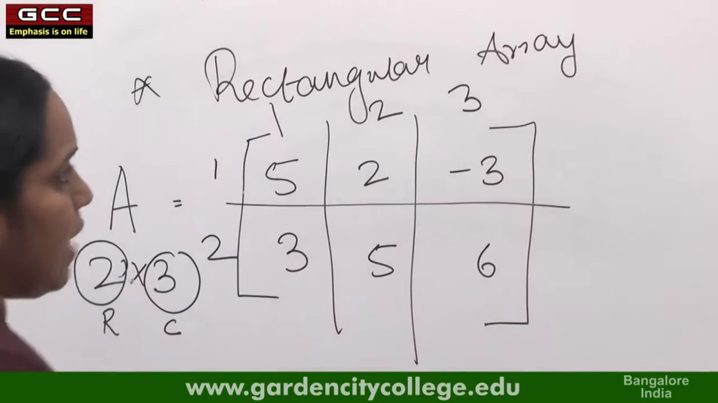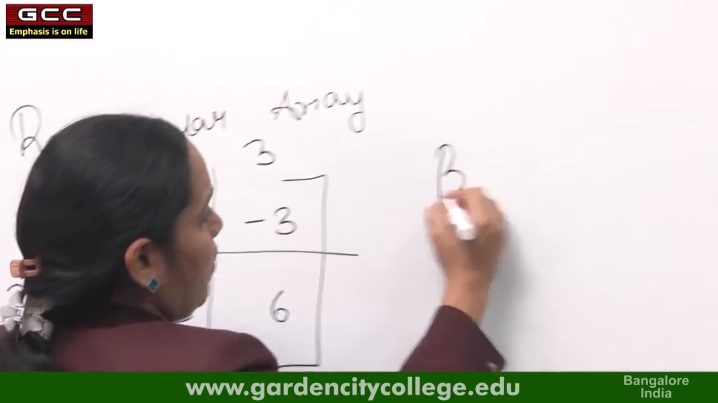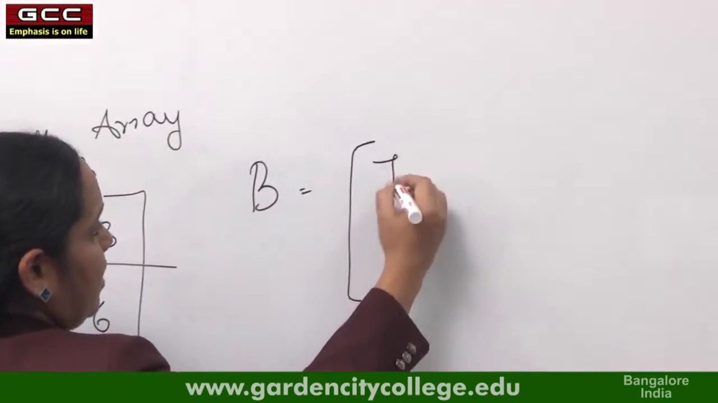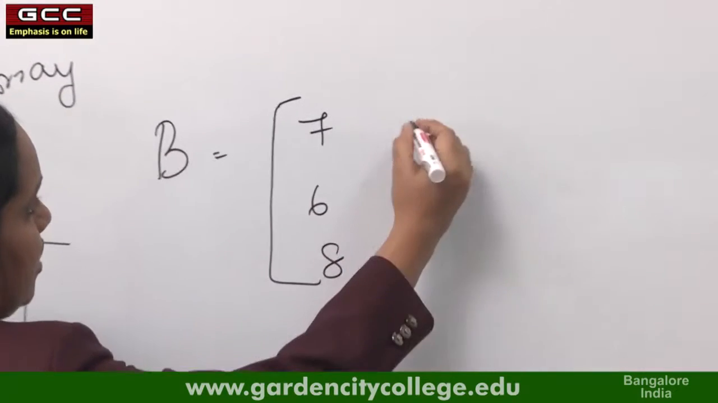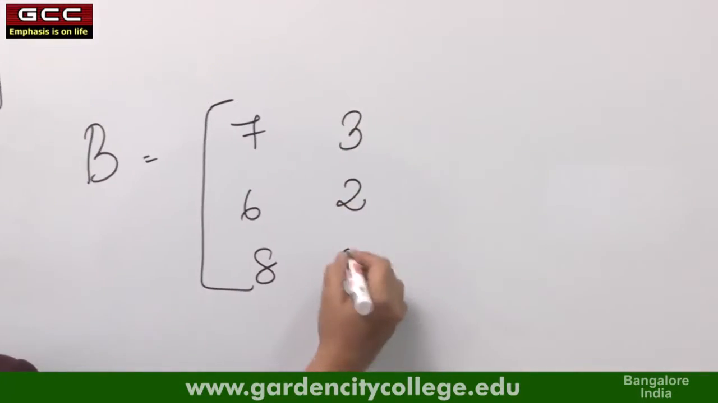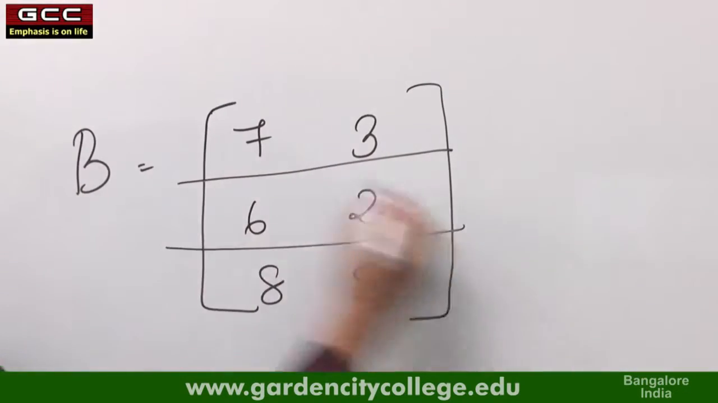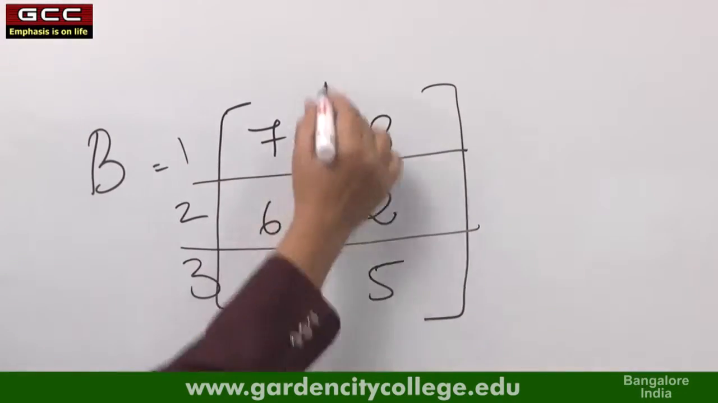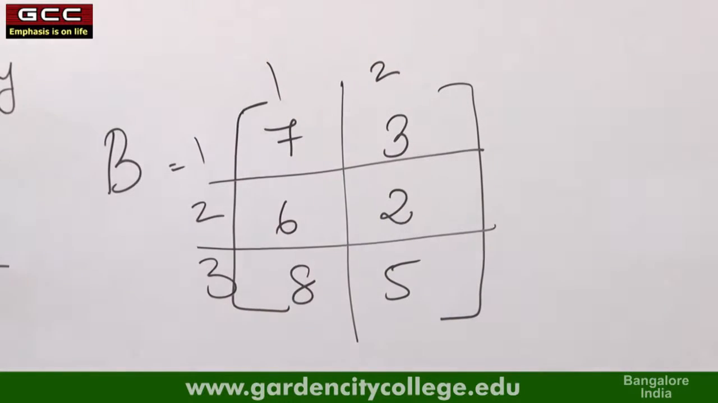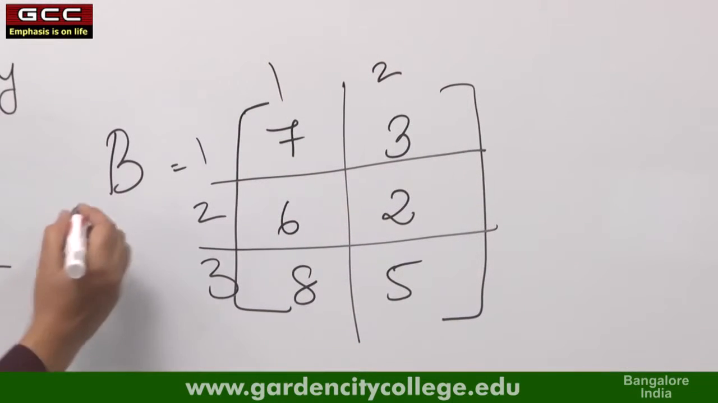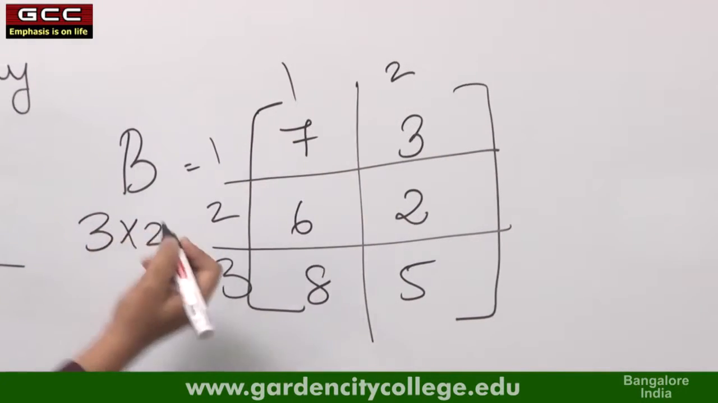I will give one more example of a matrix. B is equal to 7, 6, 8, 3, 2, 5. This is a matrix which has 3 rows and 2 columns. So, the order of this matrix is given by 3 by 2.